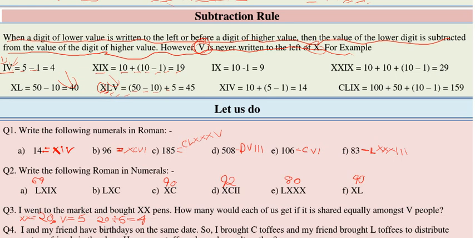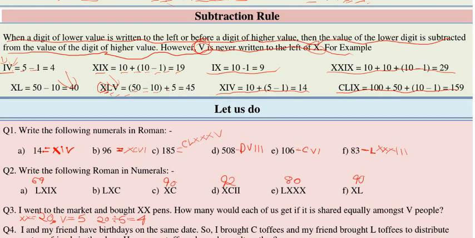Okay. Then IX. I is a smaller value written to the left of X, so that is 10 minus 1, that is 9. XIV is equal to 10 plus 5 minus 1 is equal to 14. XXIX is equal to 10 plus 10 minus 1 is equal to 29. CLIX is equal to 100 plus 50 plus 10 minus 1, that is equal to 159.